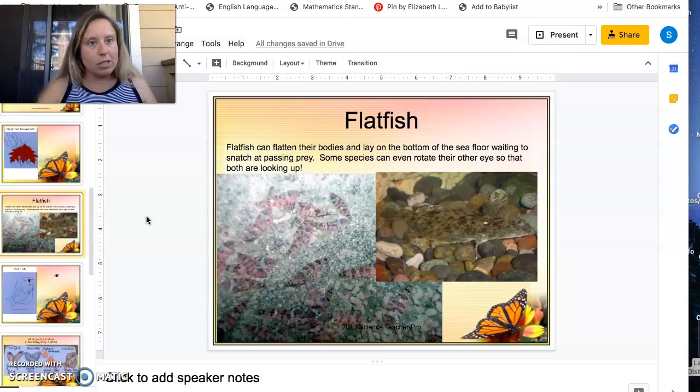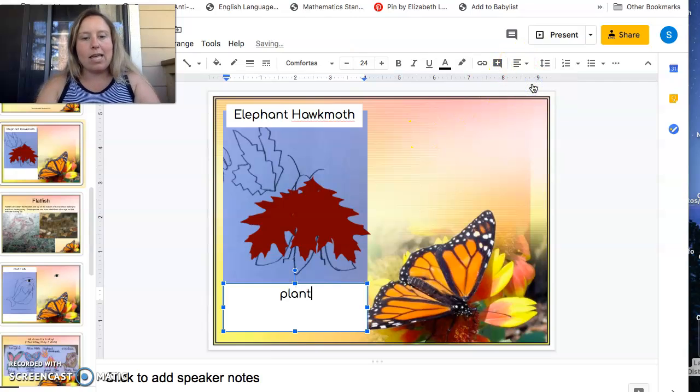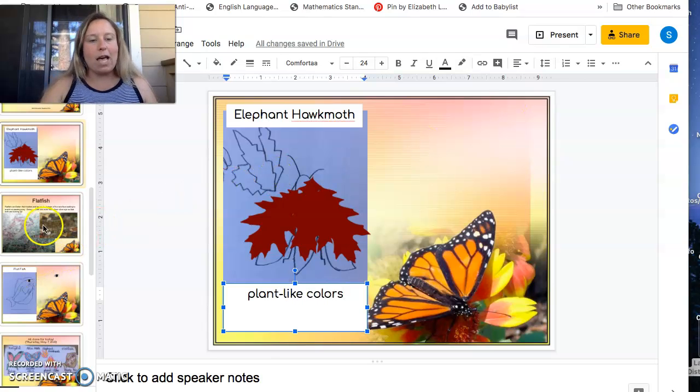Did you see what Mrs. Smith did? She forgot to write what the adaptation is for the hawkmoth. So let's fix that now. The hawkmoth has plant-like colors. All right, back to the flatfish.